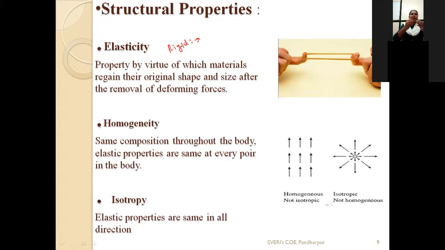I have taken this pen and I am going to apply load on that pen in both directions. After removal of force, this pen does not get its original shape and size. So this is called a rigid material. Got it? Opposite of elasticity, rigid. What is meant by rigid? Deformation does not occur.